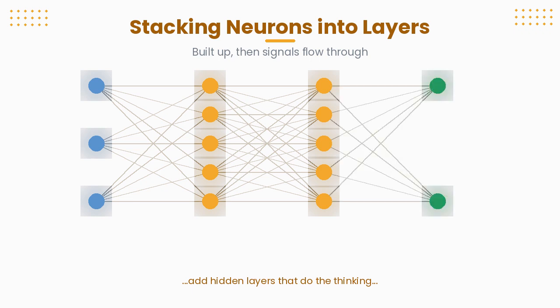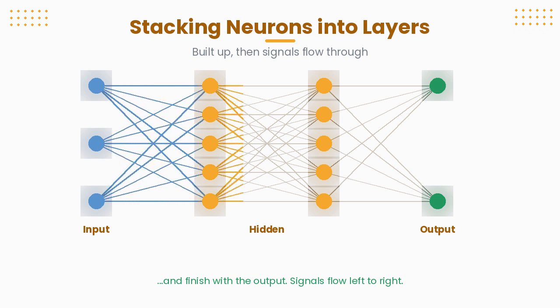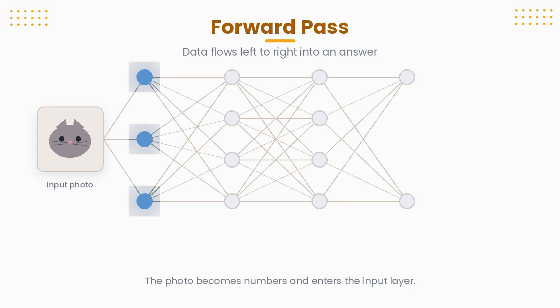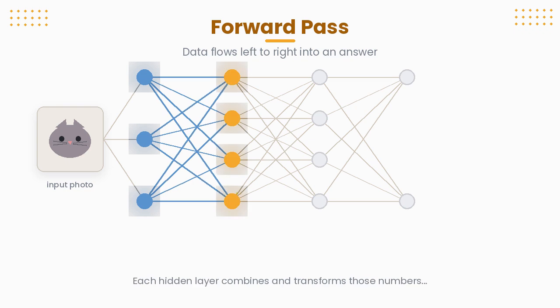One neuron is clever, but the real power comes from stacking many together into layers. First, the input layer where the data enters. Then one or more hidden layers where the real thinking happens. And finally, the output layer which gives the answer. Signals flow steadily from left to right, layer by layer. This left-to-right journey has a name, the forward pass.